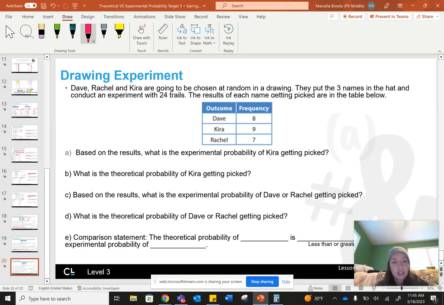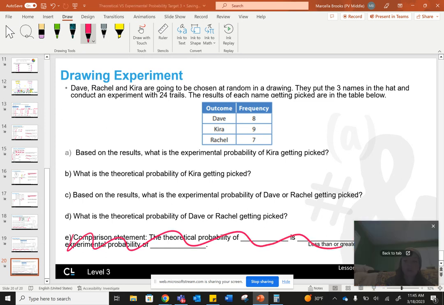And next one, Dave and Rachel and Kira are going to be chosen at random in a drawing. They put 3 names in a hat and conduct an experiment with 24 trials. The results of each name getting picked are in the table below. Based on the results, what is the experimental probability of Kira getting picked? B, what is the theoretical probability of Kira getting picked? C, based on the results, what's the experimental probability of Dave or Rachel getting picked? D, what is the theoretical probability of Dave or Rachel getting picked? And then E, we cross off.